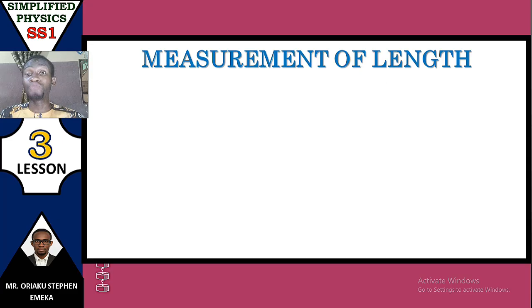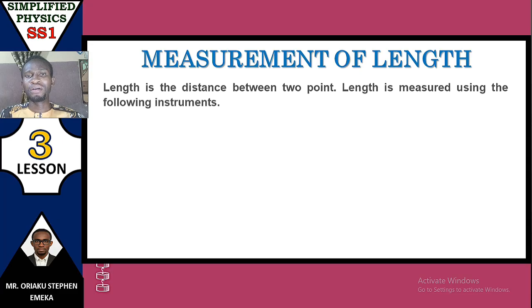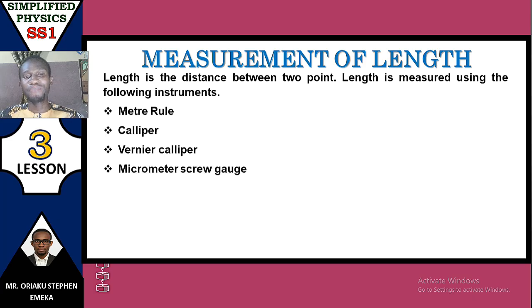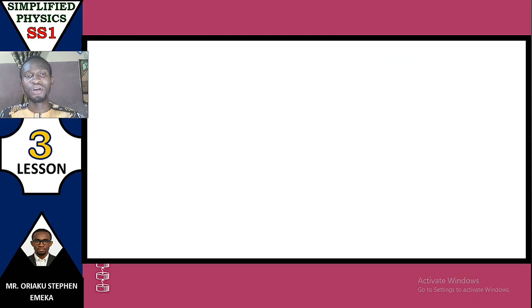So how do we measure length? We say that length is the distance between 2 points. Length is measured using the following instruments. If we want to take measurement of the physical quantity length, we do that with any of these instruments: meter rule, caliper, vernier caliper, micrometer screw gauge. So let's talk about each of them.